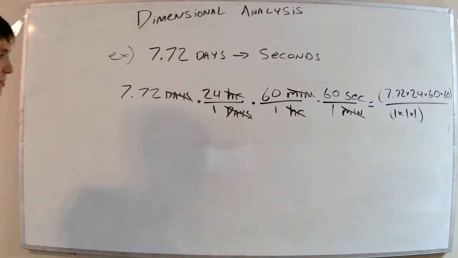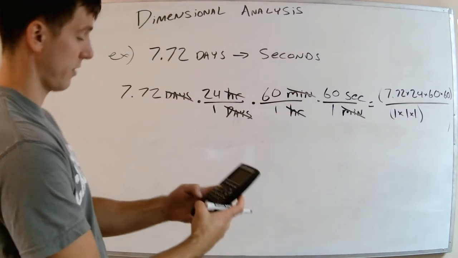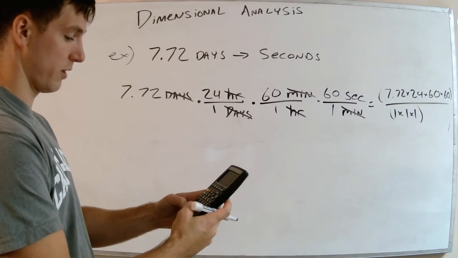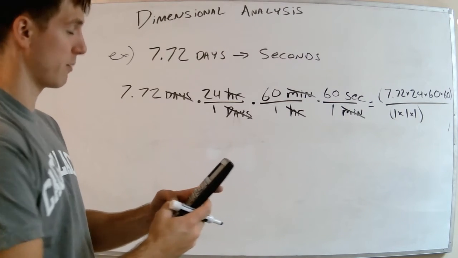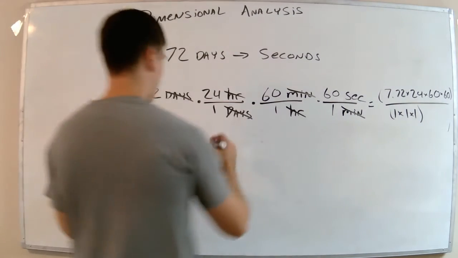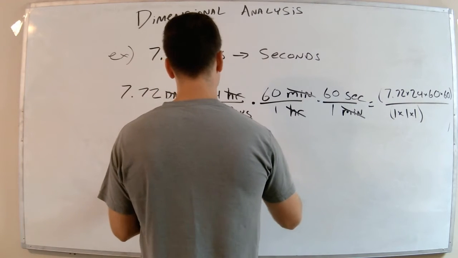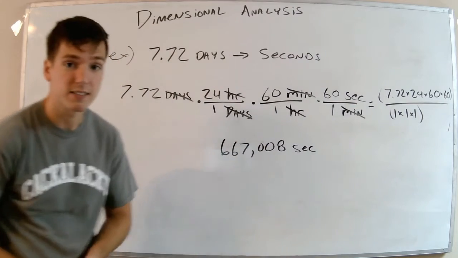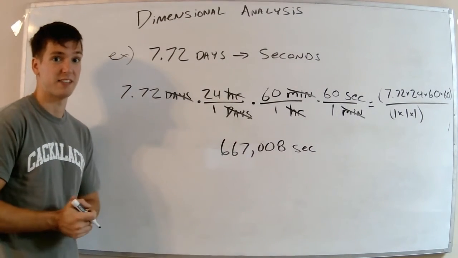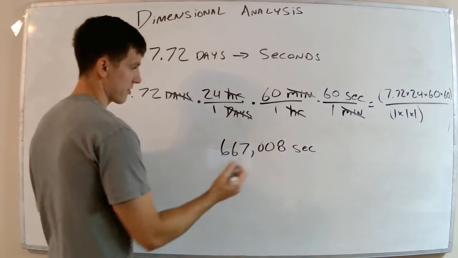2 divided by 1 is 2. So I'll go ahead and I'll plug those all into my calculator. 7.72 times 24 times 60 times 60 divided by 1 times 1 times 1, which is just 1. And I will get 667,008 seconds. Okay, now let's put that in scientific notation just for a quick refresher, right?